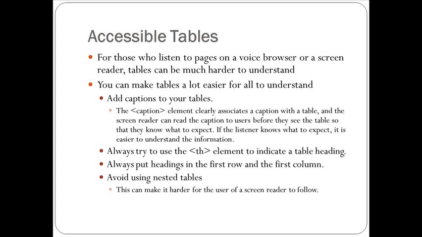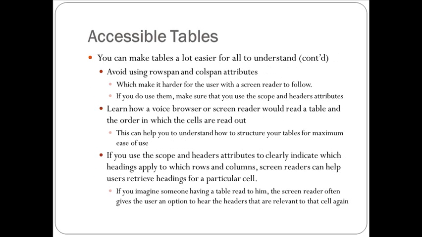Always try to use the TH element to indicate a table heading. Always put headings in the first row and the first column. Avoid using nested tables. This could make it harder for the user of a screen reader to follow what's in there. Avoid using row span and column span attributes. Those make it harder for the user with a screen reader to follow. And if you do use them, make sure that you use the scope and headers attributes that we'll talk about here in just a few minutes.